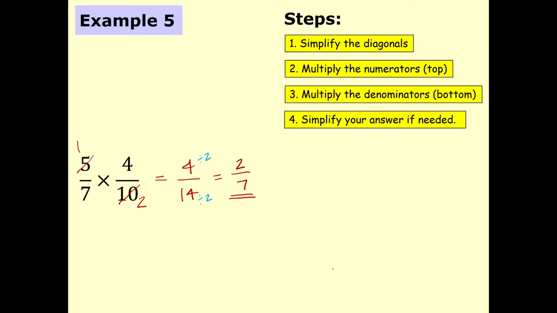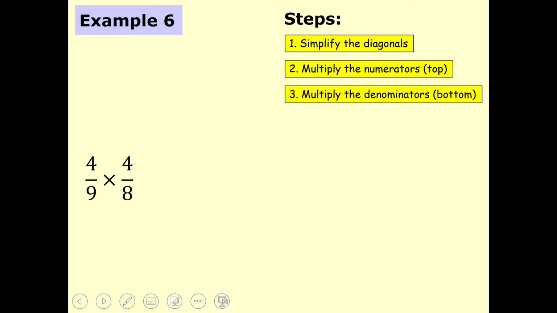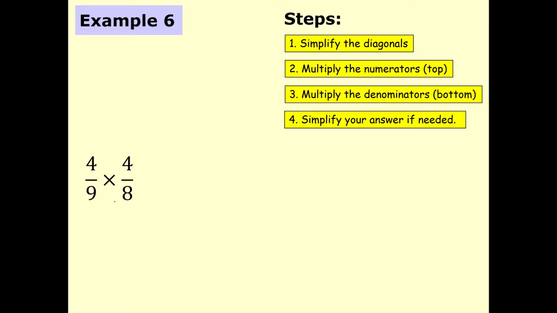Okay, again, please copy all these examples down, including all of the steps. Okay, so example 6. Again, simplify your diagonals first, then we're going to multiply the numerators, multiply the denominators, and then we're going to simplify if needed. So checking our diagonals, we've got 4 and 8. They are both in the 4 times table, so we can divide them by 4. 4 divided by 4 is 1. 8 divided by 4 is 2. Check. 9 and 4, we can't simplify them, so we're just going to leave them as they are.